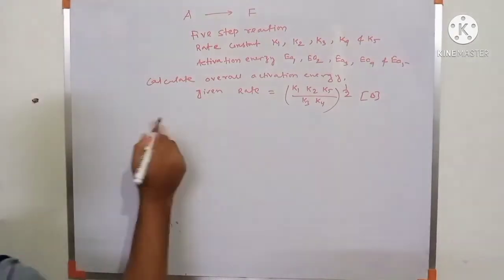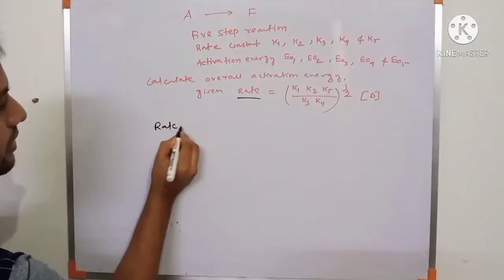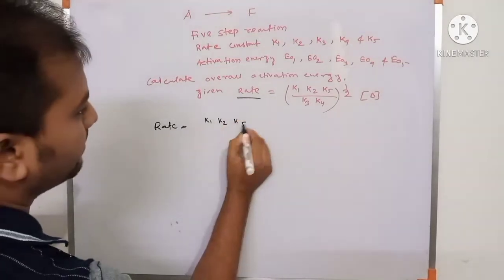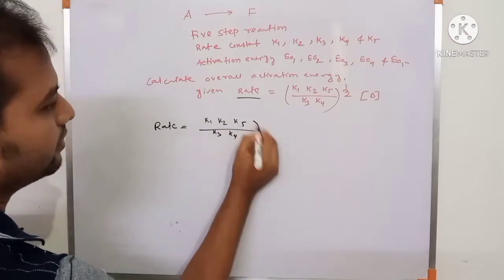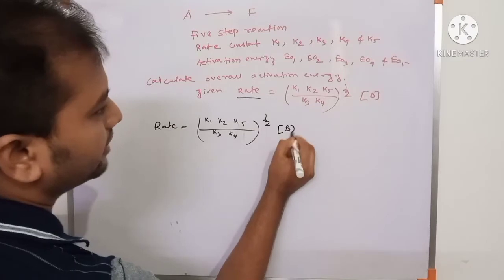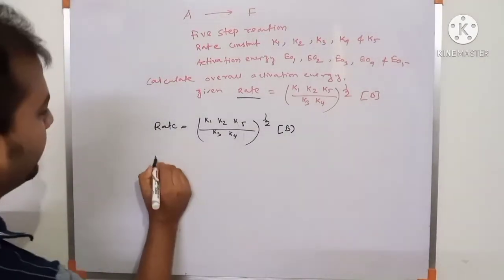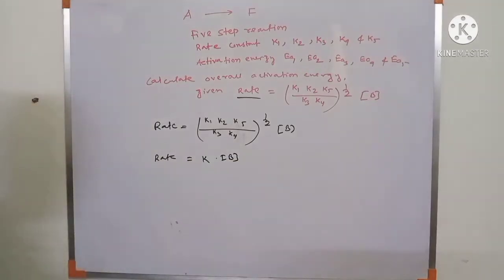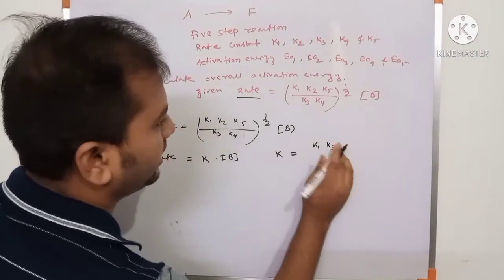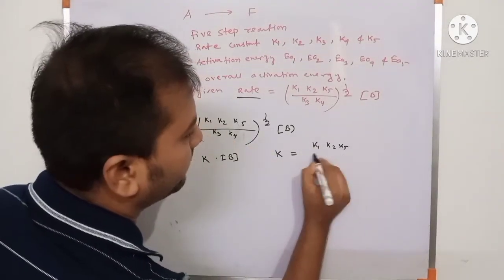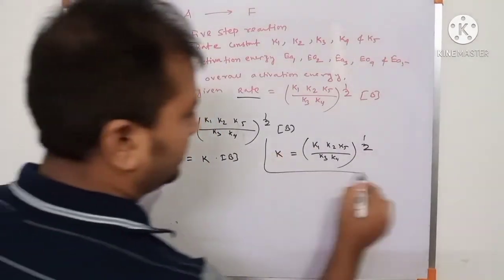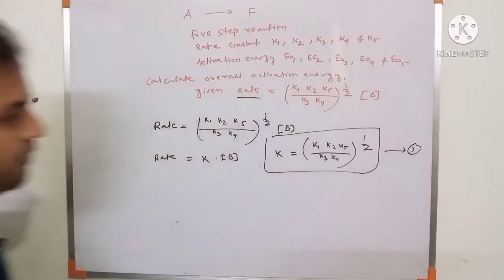So you calculate first: rate equal to K1, K2, K5 by K3, K4, whole to the power half, into the concentration of B. Now rate equal to K into the concentration of B, where K equal to the overall rate constant, K equal to K1, K2, K5 by K3, K4, whole to the power half. This is equation number 1.